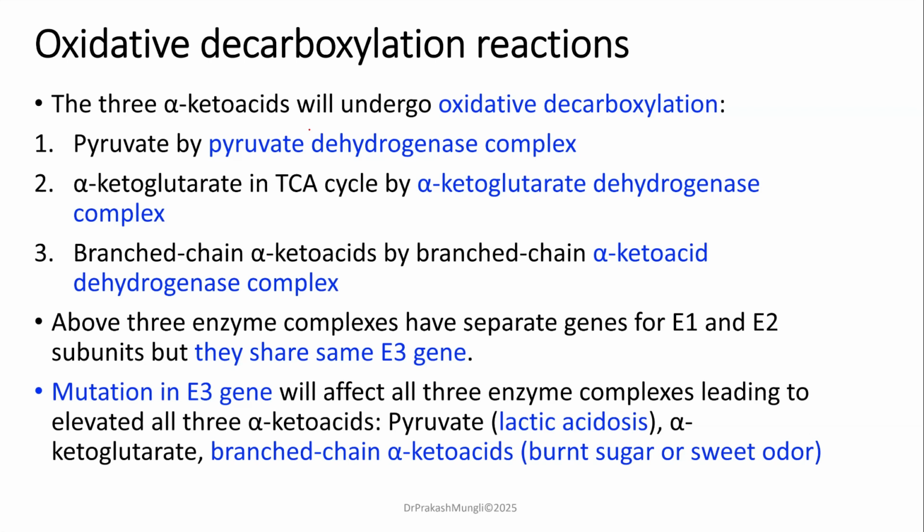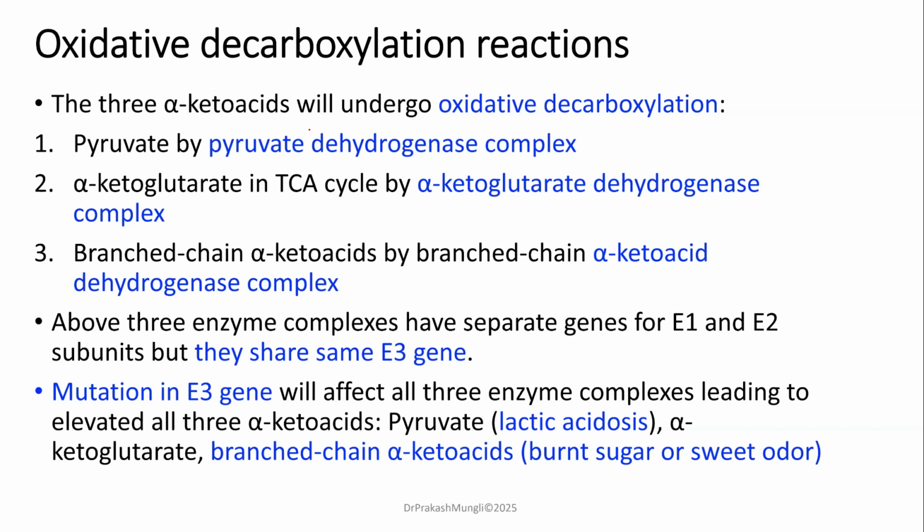For the E3 subunit, they share the same gene. That means the same E3 gene will give the E3 subunit for all three of them. It is super active: it makes more and more E3, going to pyruvate dehydrogenase, alpha ketoglutarate dehydrogenase, and branched chain alpha keto acid dehydrogenase. So the same gene is coding for the E3 subunit of all three complex enzymes. You have got to remember that.